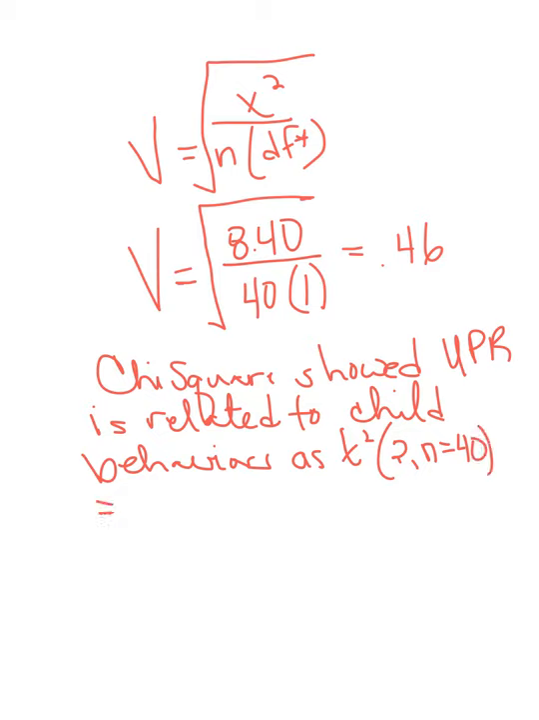And I'm going to put equals down here, 8.40, and then p, comma, p is less than 0.05 because that was our alpha level, and then we're going to give our effect size with V equals 0.46.